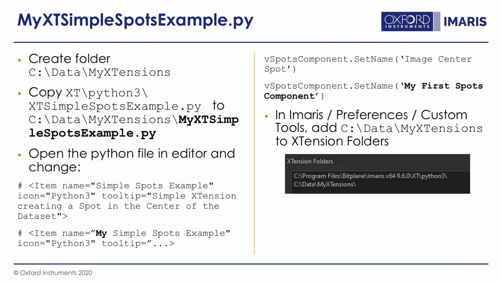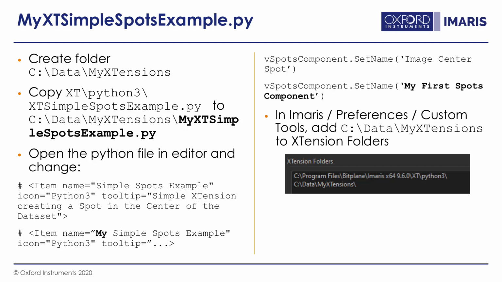So now let's adjust this extension. Create a folder C:\data\my extensions and copy the XTSimpleSpotsExample from the XT Python 3 subfolder to that new folder. And then open the file in a text editor and change these 2 things. In the beginning, in the comment section, there is an item name, simple spots example. Change it to item name my simple spots example. And further below, in the set name, change it from image center spot to my first spots component.